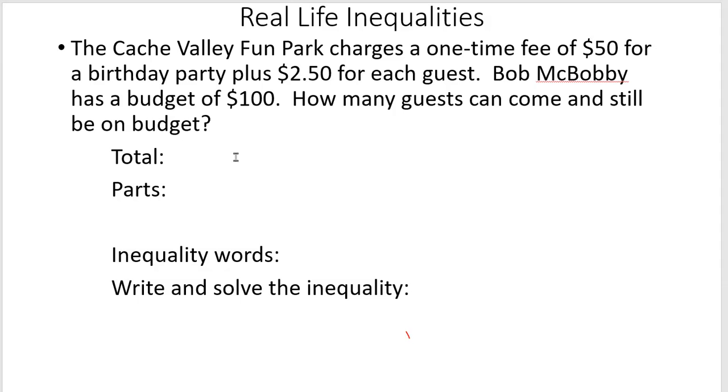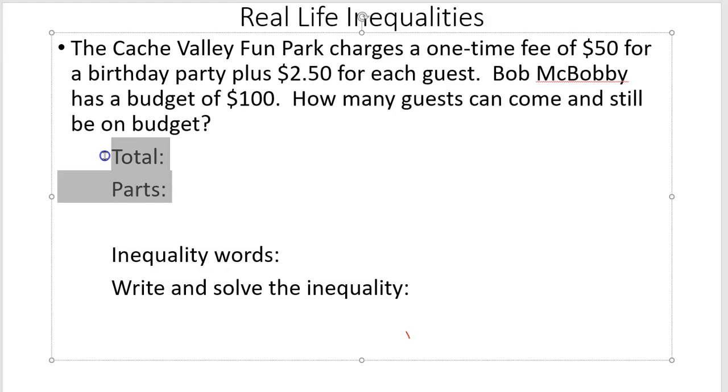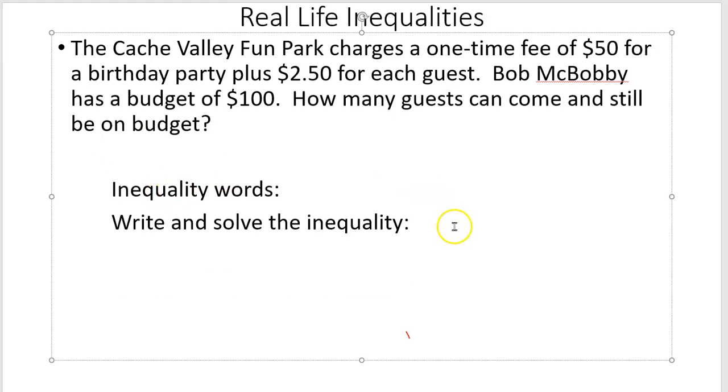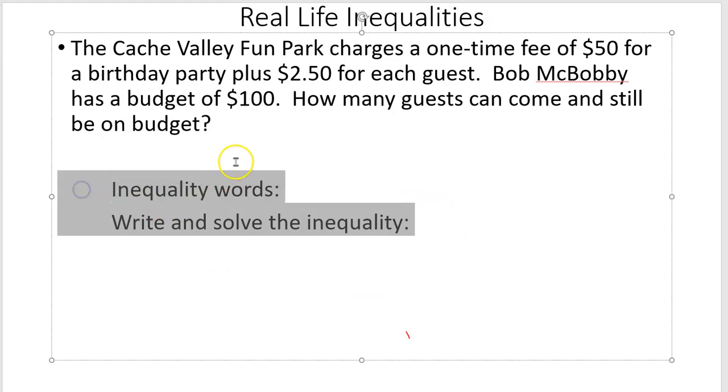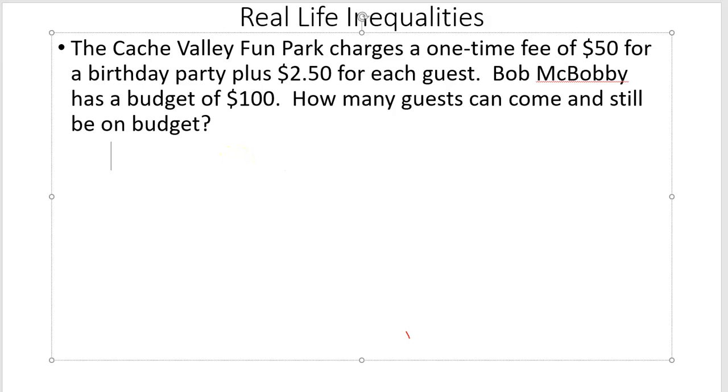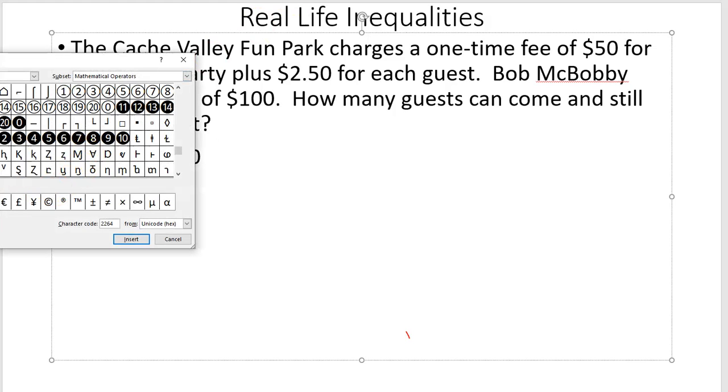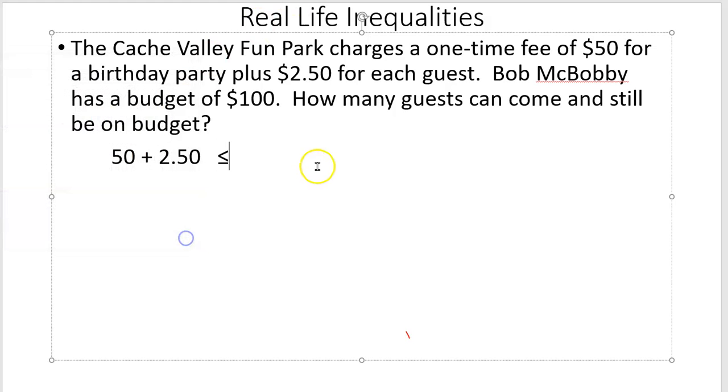Okay, the Cache Valley Fun Park charges a one-time fee of $50 for a birthday party plus $250 for each guest. Bob McBobby, yay, Bob McBobby, has a budget of $100. How many guests can come and still be on budget? So $50 for a birthday party plus $250 for each guest, and the max he can spend, and we're assuming he can spend up to his budget because most people will spend up to their budgets, is $100.